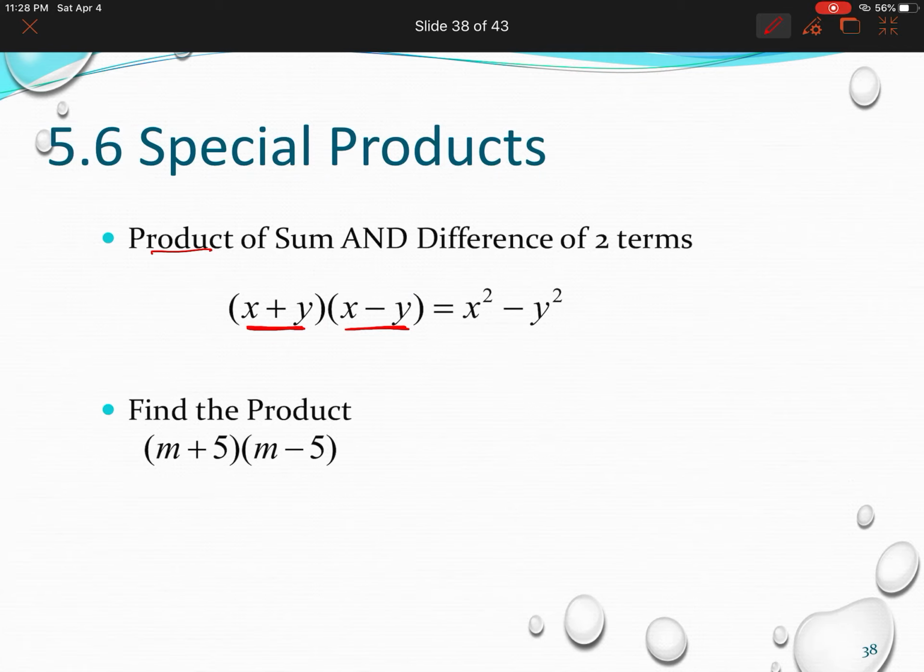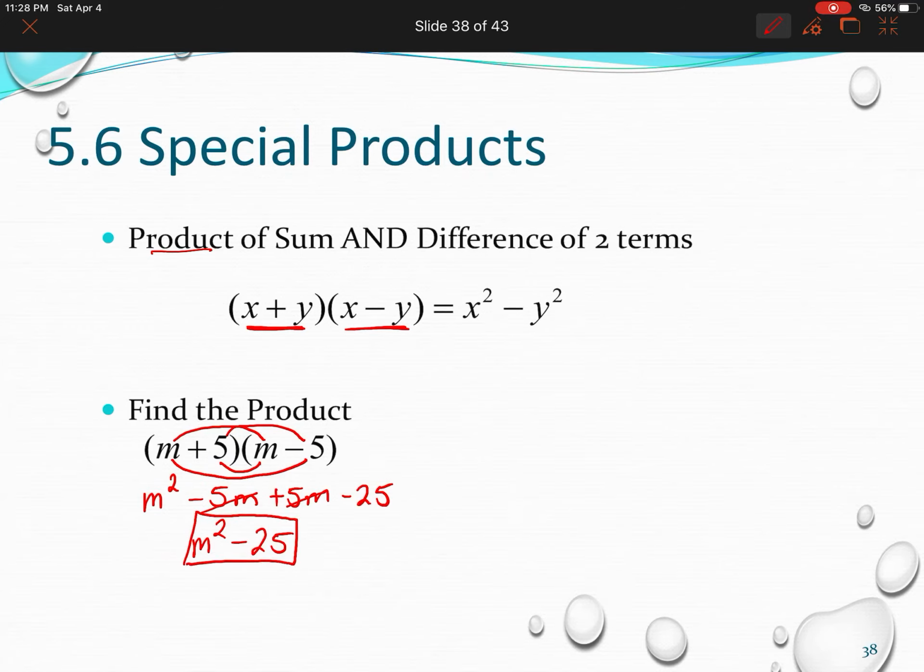The first thing we're going to do is FOIL this one, just because I want to show you what happens. If you FOIL, you do m times m and get m squared. Then you multiply m times negative 5 and get negative 5m. Then you do 5 times m and get positive 5m. And then you do 5 times negative 5 and you get negative 25. Now, what you'll notice here is that when you combine your like terms, negative 5m and positive 5m cancel each other out. It's going to be 0, right? And so really all that you're left with is m squared minus 25. And there's our final answer.